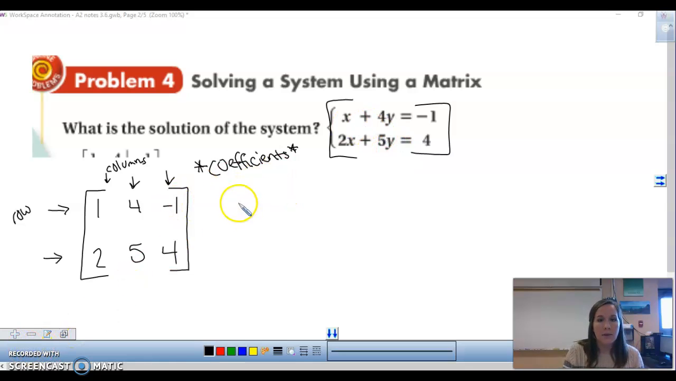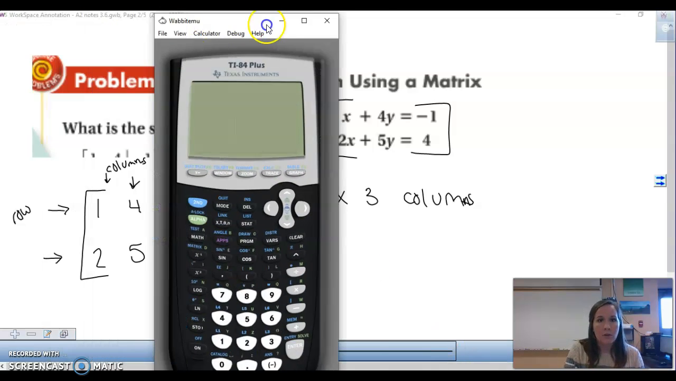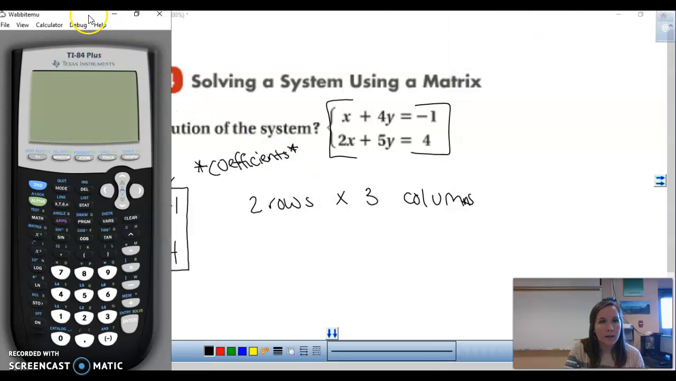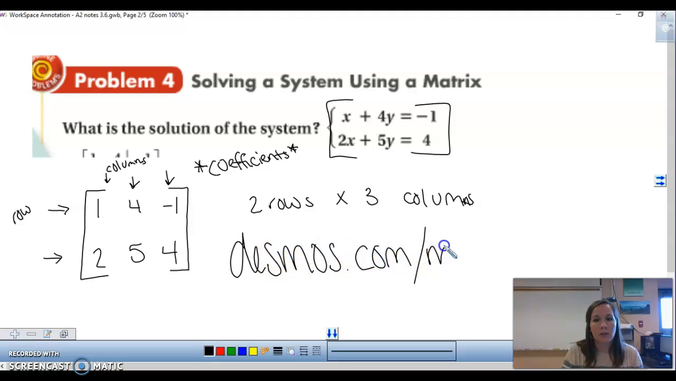All right, so this is a matrix that has 2 rows and 3 columns. So this is a 2 by 3 matrix. So you need your calculator. If you do not have a graphing calculator, if you go to desmos.com/matrix, that will get you something similar.